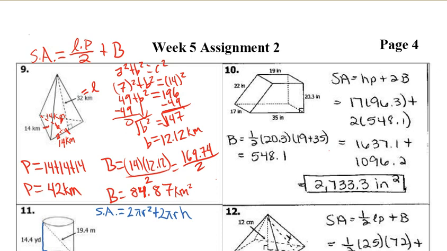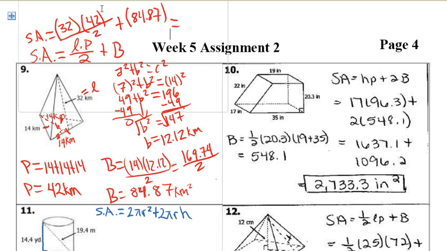So surface area here equals my L, which is 32, times my P, which is 42, all over 2, plus my B, which is 84.87. So let's do the top first. 32 times 42. Really, I should have space on the top.